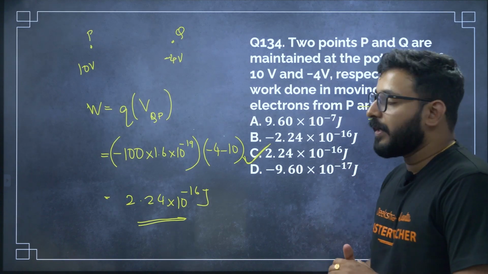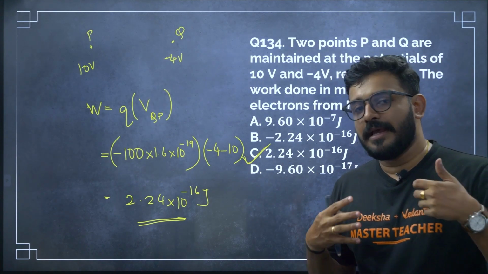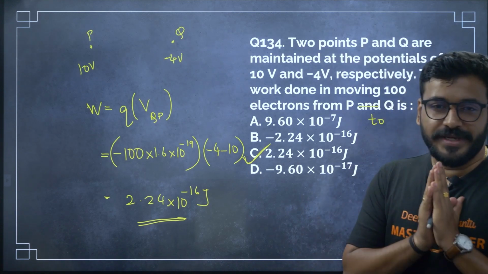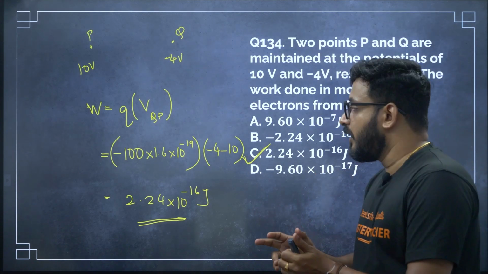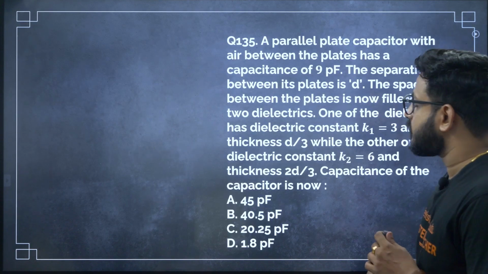Alright, very simple concept: between two points, how much work is done. You need to find the potential difference and multiply by charge, and you will get the work done. Very, very simple direct problem. Now let's look at the next question.